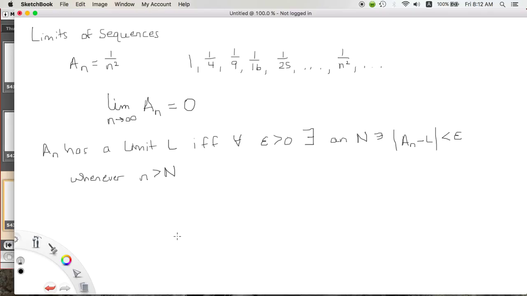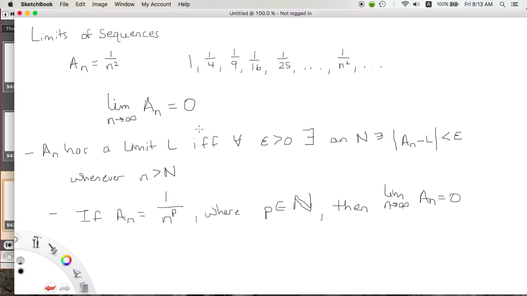So we've got some theorems to go with this to help us calculate this. The first theorem that we're going to look at says that if you have a sequence 1 over n to some power p, where p is a natural number, that means the counting numbers, then the limit as n goes to infinity of that sequence is equal to 0, which is what we saw here in our example. This is a specific example of what this theorem says.